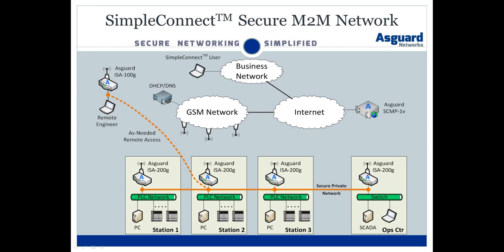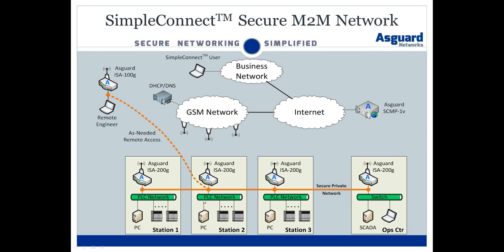And similarly, if a remote engineer has a cellular security appliance, they can use it to connect anywhere. They can get cellular connectivity to connect into specific environments on an as-needed basis.